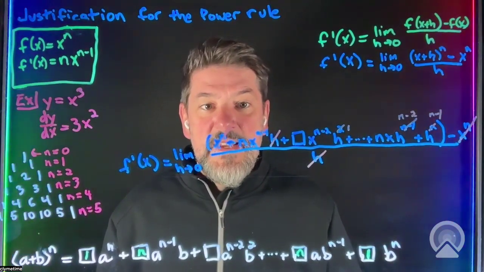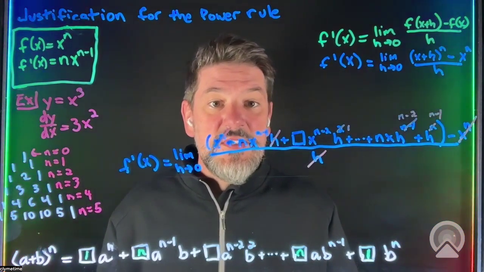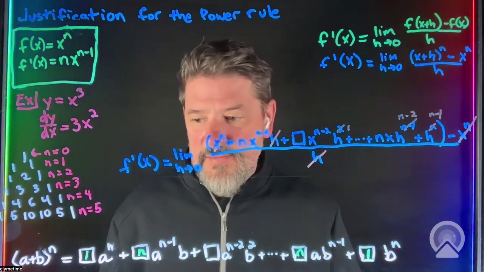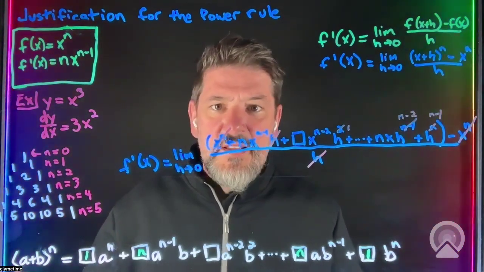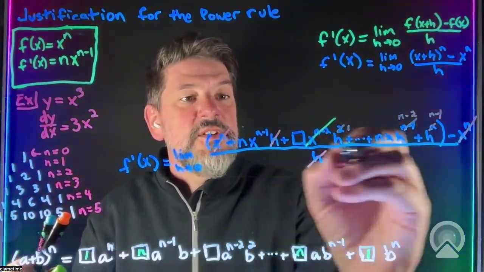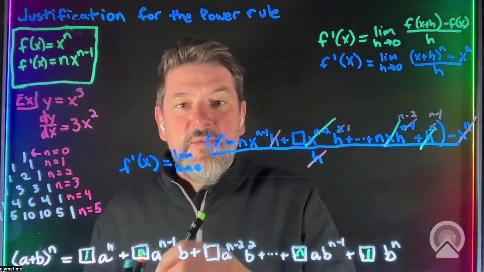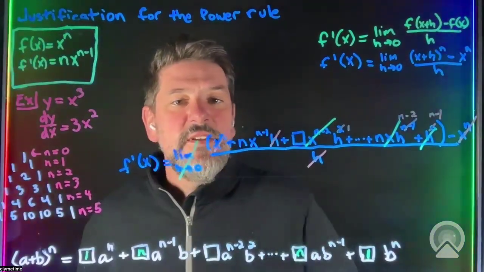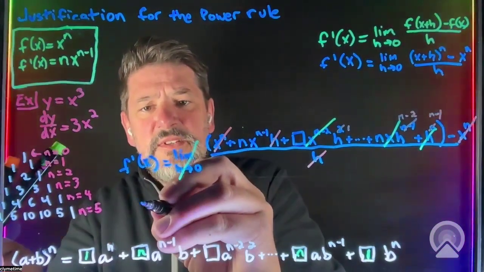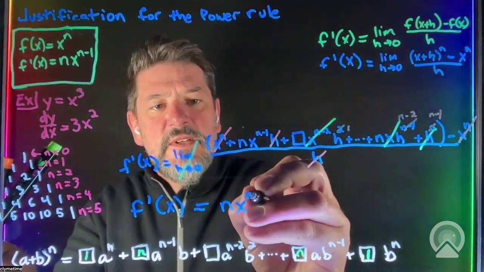All right, now the next step is we've got to plug in 0 for h, because it's the limit as h approaches 0. And what happens is every term that still has an h in it will now go away. That would be every term in the middle, this term and this term. And so once I plug in 0 for h, we're left with exactly what we were looking for. So the derivative comes out to be n times x to the n minus 1.